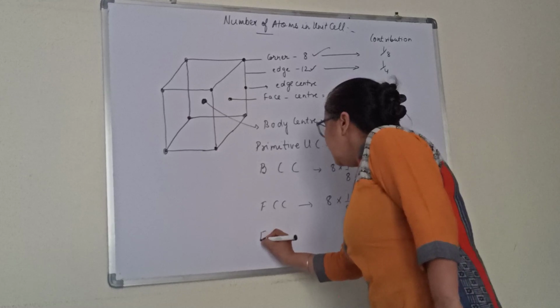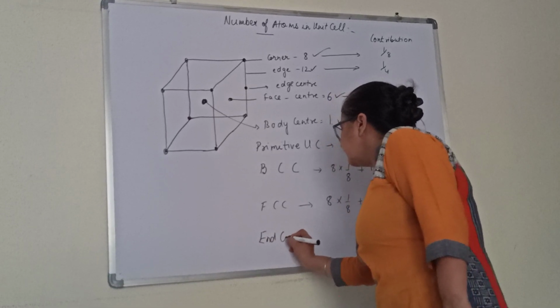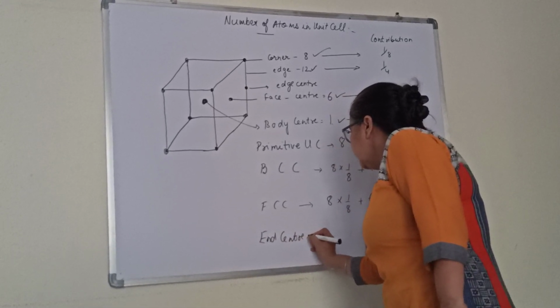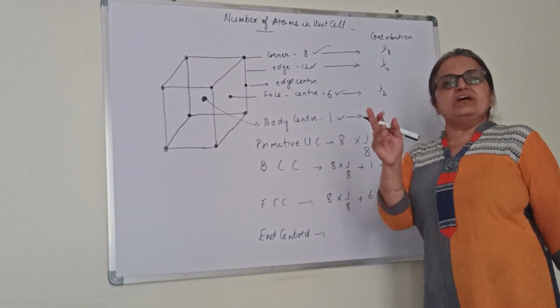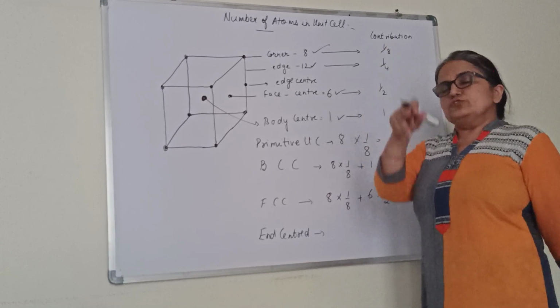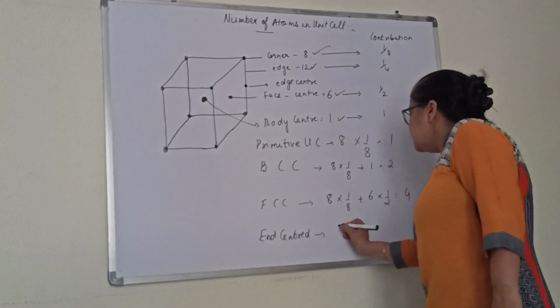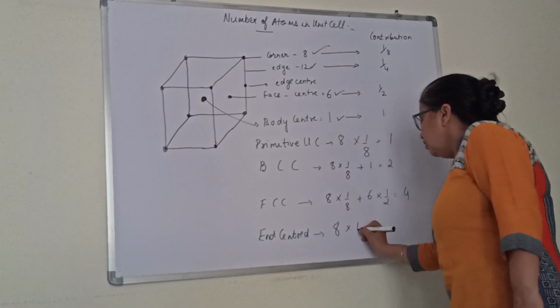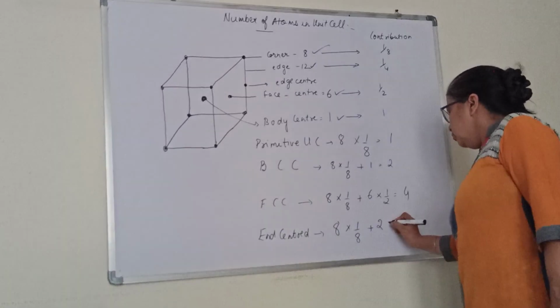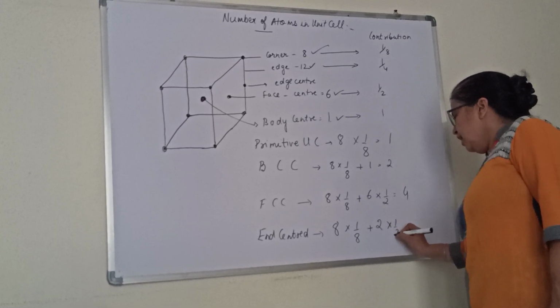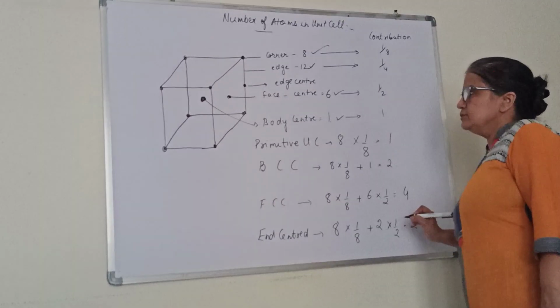One more, end centered unit cell. Now in end centered, where are the constituent particles present? All corners and 2 opposite faces. All corners means 8, each corner contributes 1 by 8, plus 2 opposite faces, each one contributes half. So again you are getting 2.